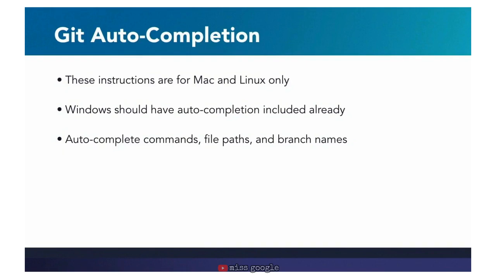Git autocompletion is a separate script, and it's included inside the Git source code repository on GitHub. It shouldn't be a surprise that Git uses Git as its source code manager. It's an open source tool. So we can go to GitHub and we can look at the code there and find this autocomplete script.